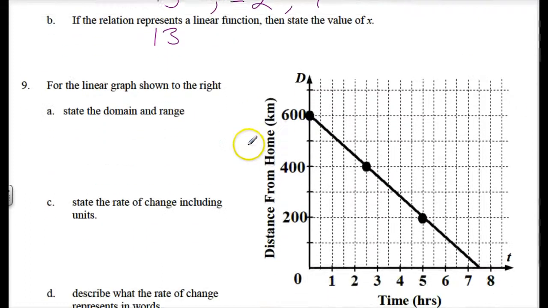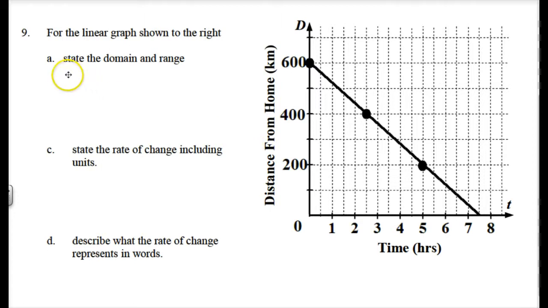For the linear graph shown to the right, state the domain and range. Domain, oh well, we don't need to be that formal, right? The domain is from 0 to 7.5: 0 less than or equal to t because of the variable. And the range goes from 600 down to 0: 0 less than or equal to capital D, less than or equal to 600.